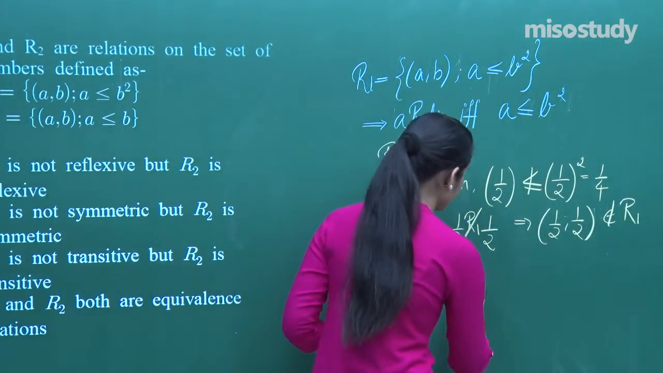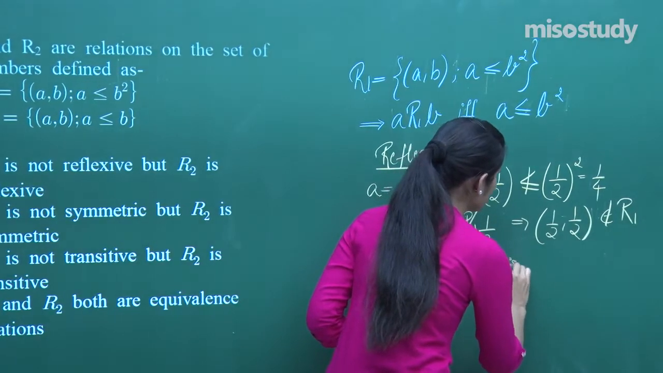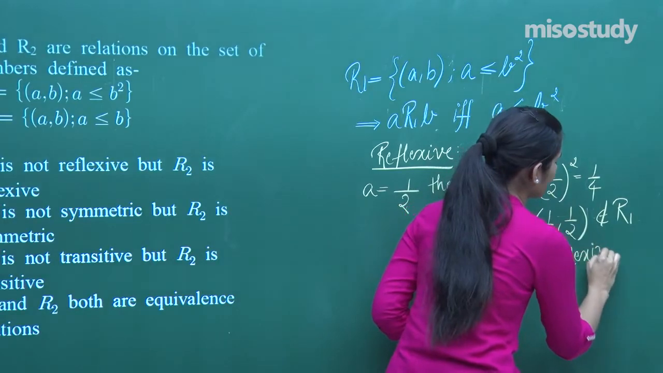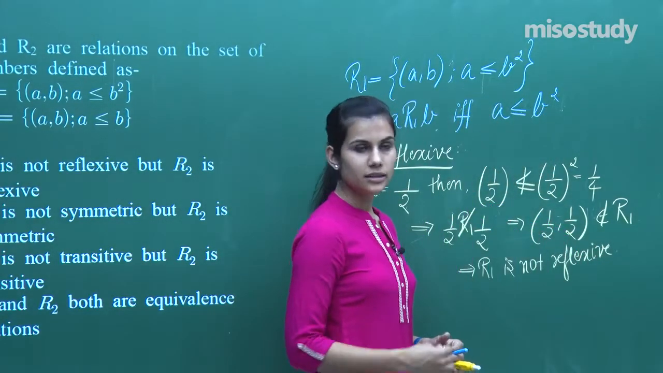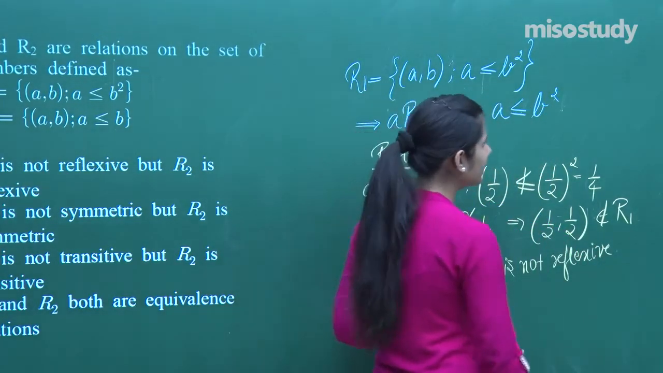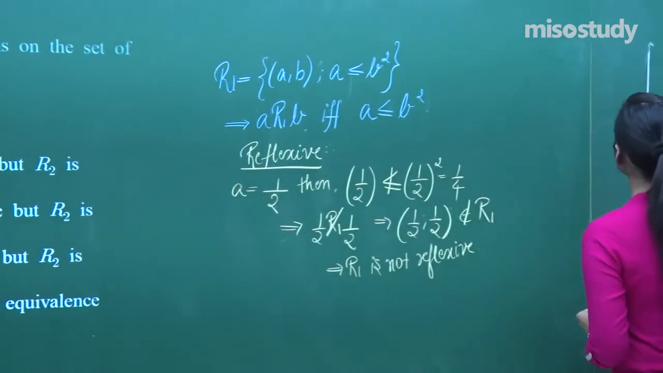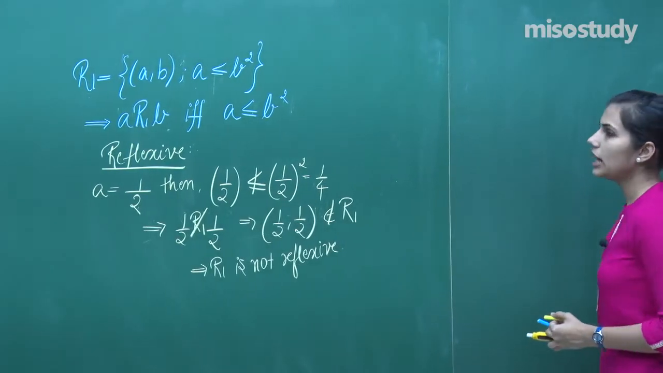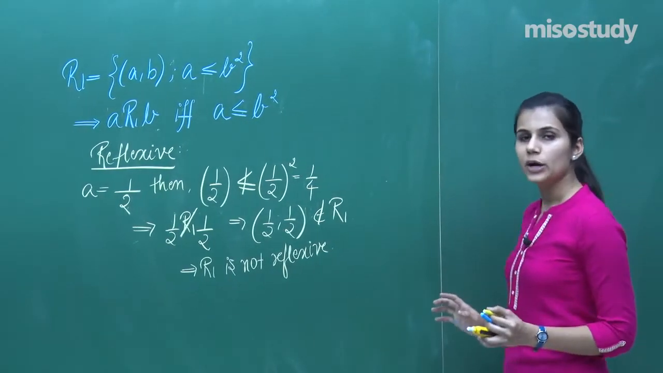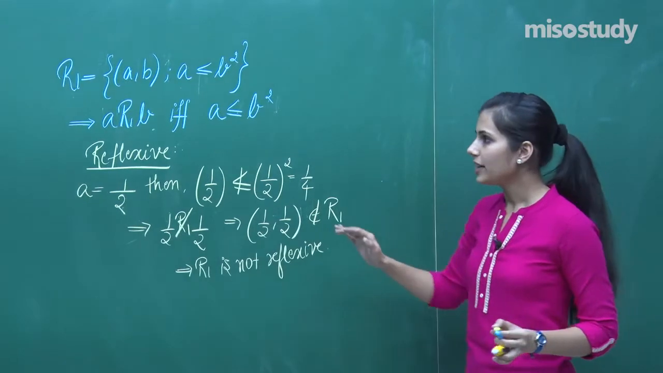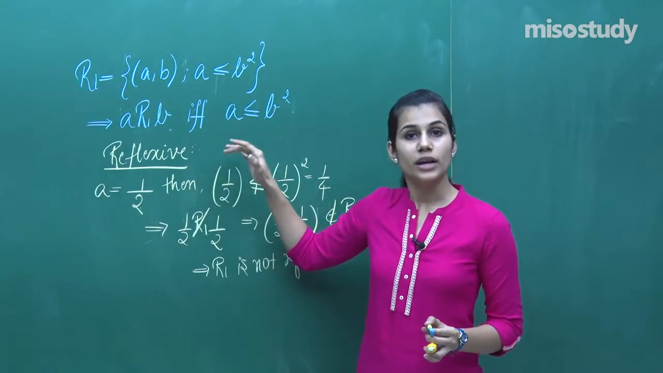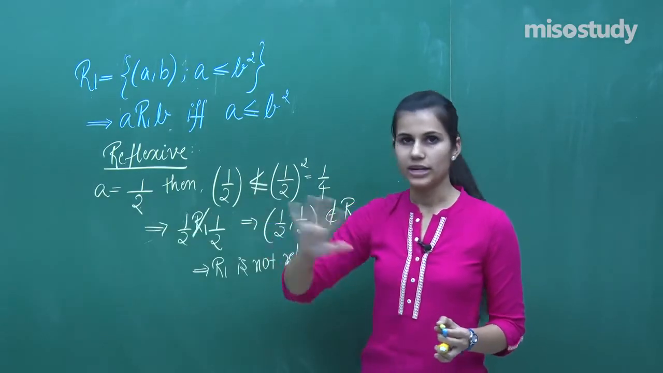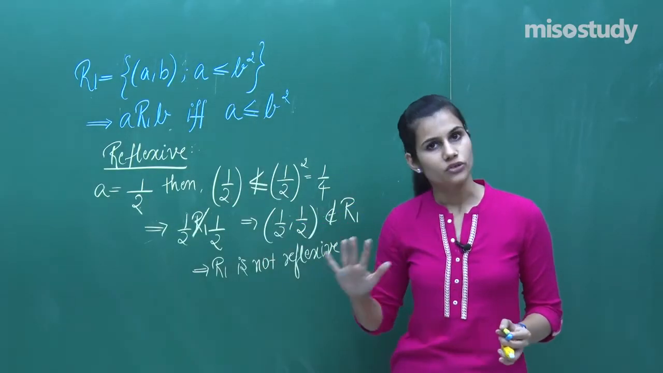That is why R1 is not reflexive. Fine? So we have found one real number which is not related to itself under the relation R1. That is why my relation R1 is not reflexive, because reflexivity says A is related to A for every A belonging to the collection of all reals. But there is one A which is not related to itself, so the relation is not reflexive.